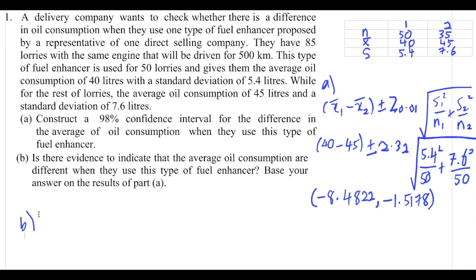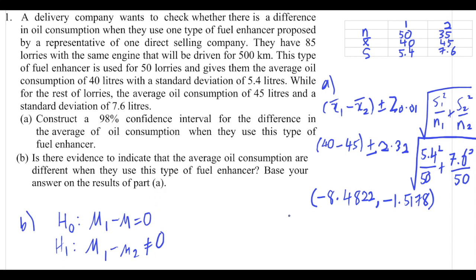Okay, now on to question B. Is there evidence to indicate that the average oil consumption are different when they use this type of fuel enhancer? Base your answer on the results of part A. In this case, they are not asking you to conduct the hypothesis testing in the usual form that we have been using all this while. You'll be conducting hypothesis testing using the results of your confidence interval. So what's the H null then? Mu 1 minus mu 2 equals to 0. And the alternative, different, would be mu 1 minus mu 2 is not equals to 0.